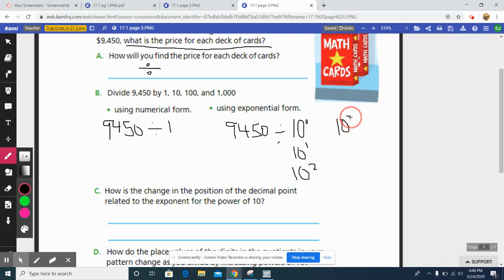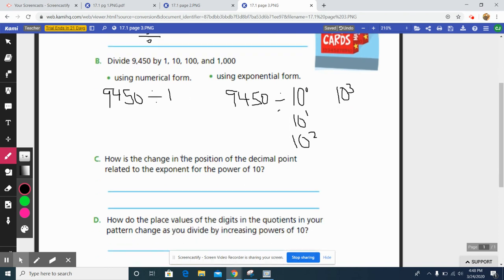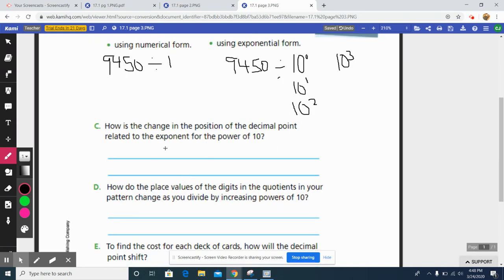10 to the third power. Okay, so how is the change of the position of the decimal point related to the exponent for the power of 10? Well, each time we're moving that decimal that many times.